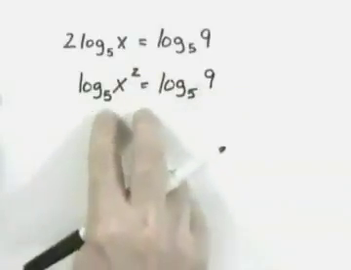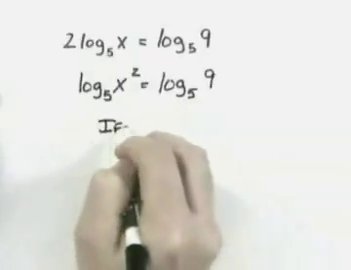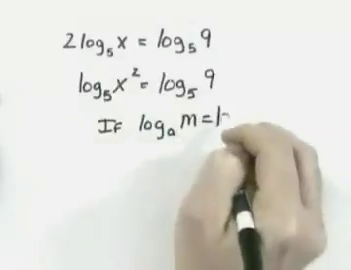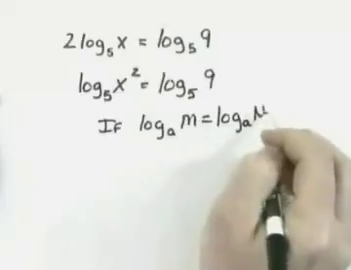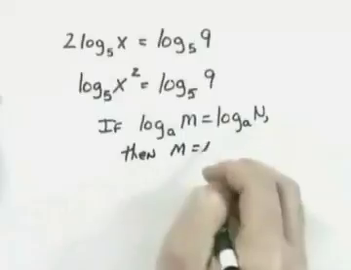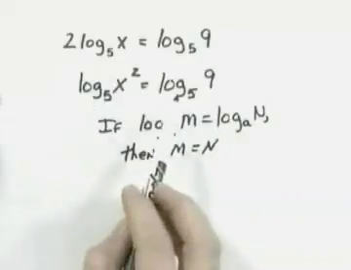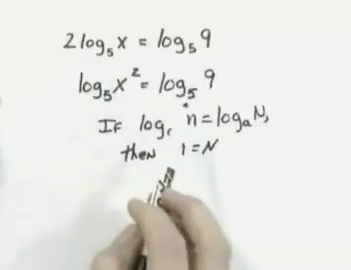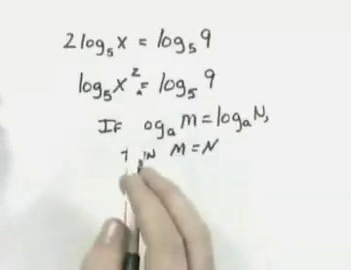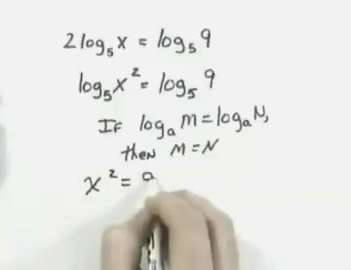Now, you should recall that there's a property of logs that says if log base a of m equals log base a of n, then m equals n. In other words, if you have 2 log expressions equal to each other and they're of the same base, then the arguments of the expressions are equal to each other. So in this particular problem, we can say that x squared equals 9.